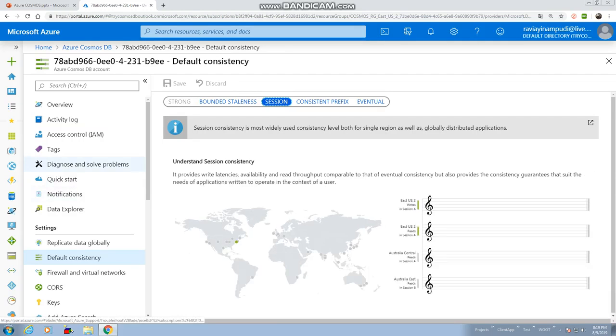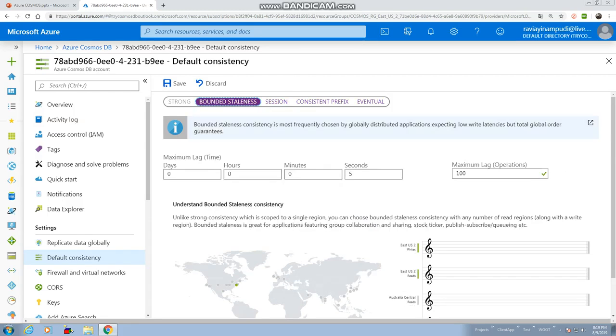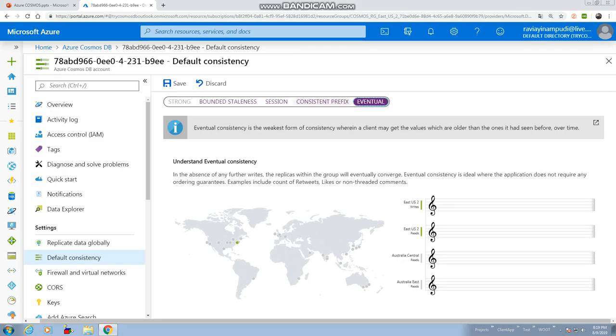Cosmos has 5 levels of data consistency. The first one is strong, the second is bounded staleness, the third is session, the fourth is consistent prefix, and the fifth is eventual. You might be wondering how we can change our consistency level to one of these. By default it is session, which is the most commonly used one, whereas we have the other four. Just by clicking on the button you can change your consistency level. It's so easy in Cosmos database.